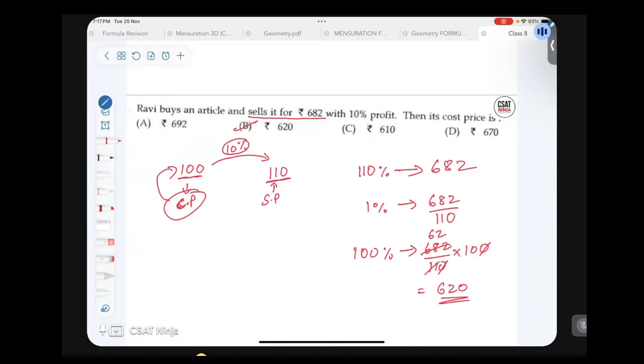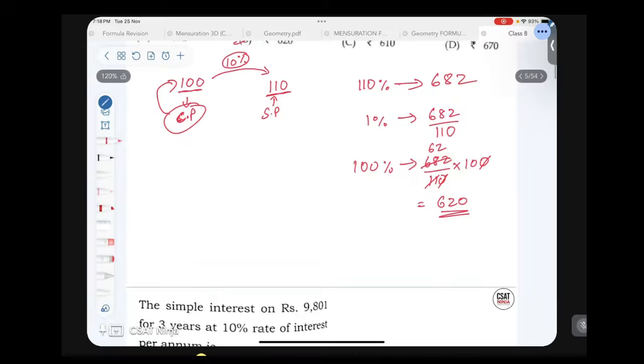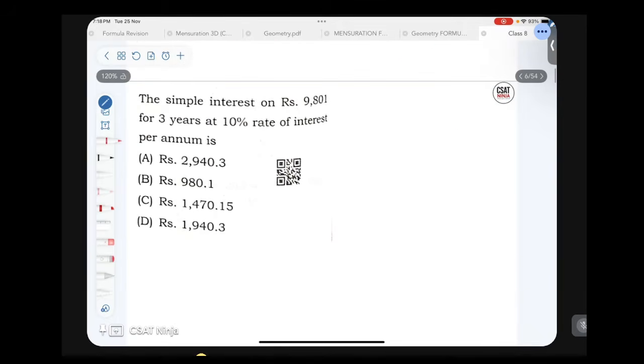So this question is from NPSC PYQ. I hope you are following me with this. Are we clear with this? If you're clear, please give a thumbs up. We'll move on to the next question. Okay, one more question.